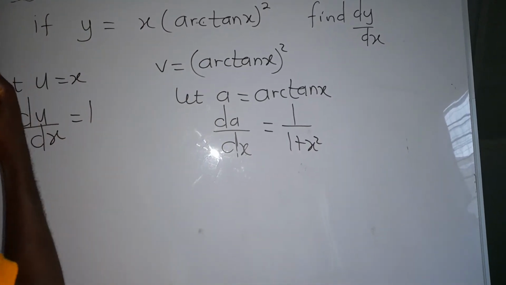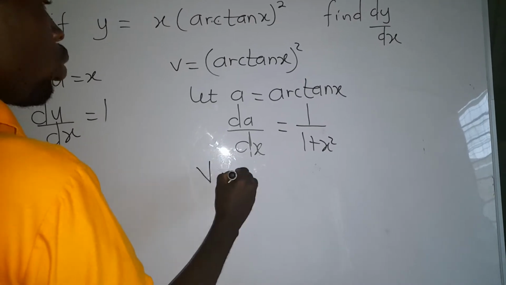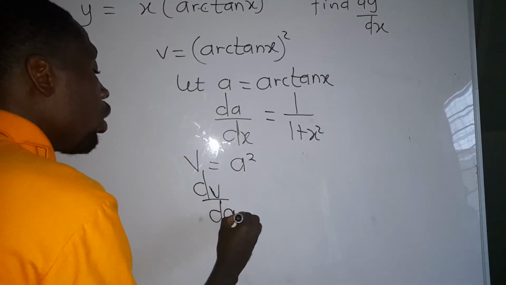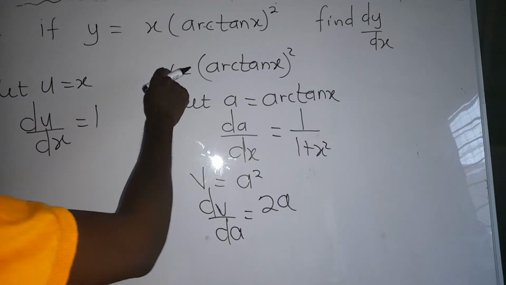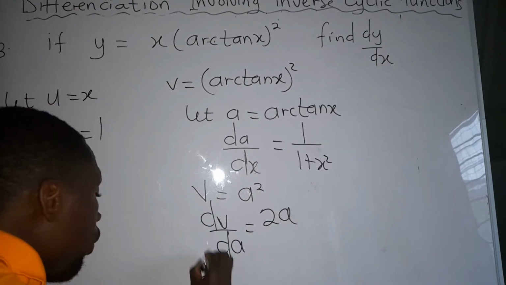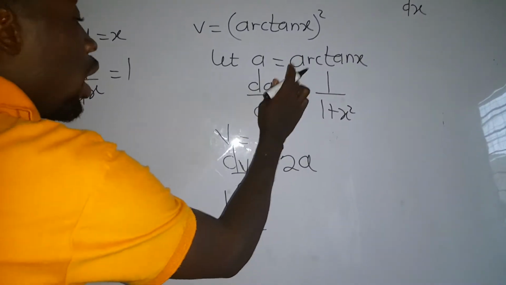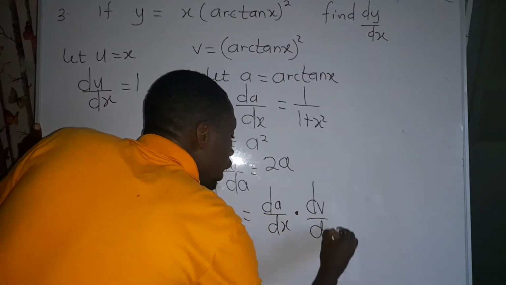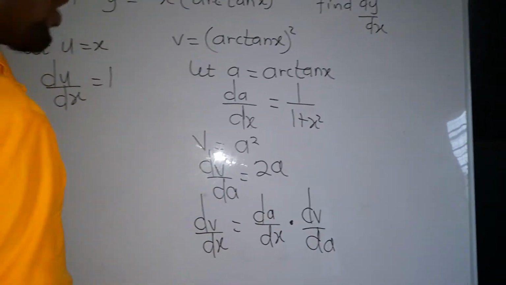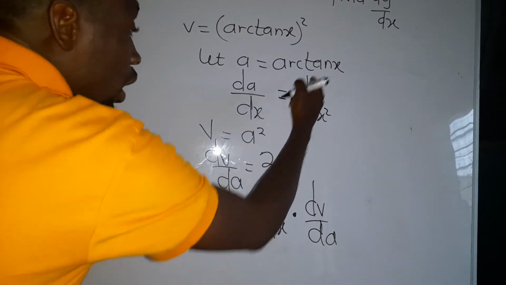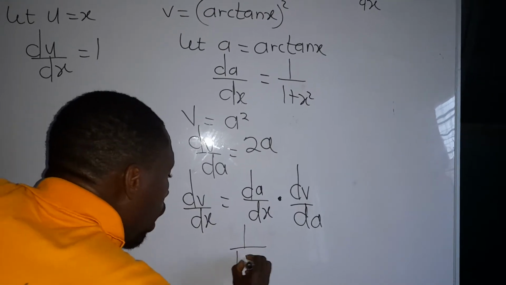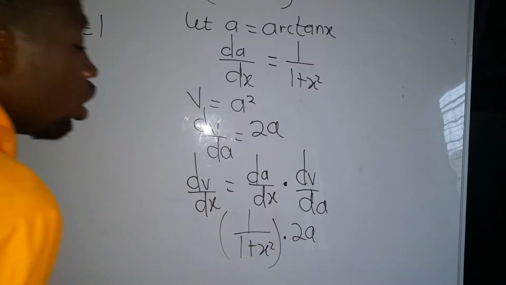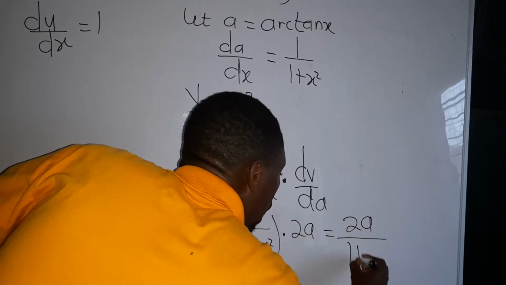Then v changes entirely. In place of arctan x we put a, so v will be a squared. Then we find dv over dA, which will be equal to 2a. So from the chain rule, dv over dx will be equal to the product of these two, that's dA over dx times dv over dA. Look at it, dA will knock out dA, then we have our dv over dx back. So dA over dx is 1 over 1 plus x squared, times dv over dA, which is 2a. When we polish this, we have 2a all over 1 plus x squared.